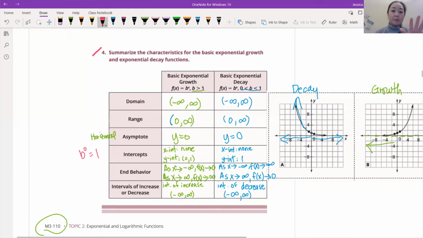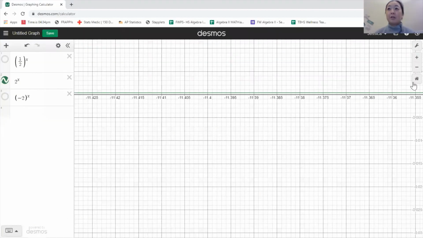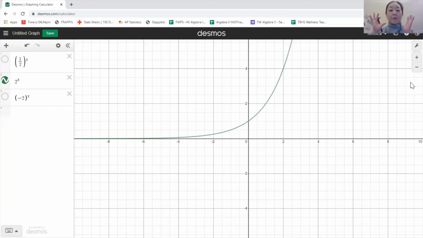Actually, let's talk about the intercepts real quick. Does this mean that all exponential functions do not have an x-intercept? No, that is definitely not the case. It's just for this particular basic one, like this is what it looks like in general. Okay, here, yes, you can see it does not have an x-intercept, right?